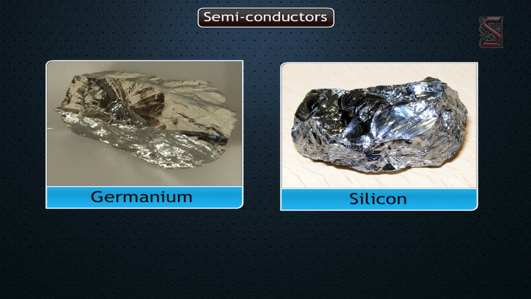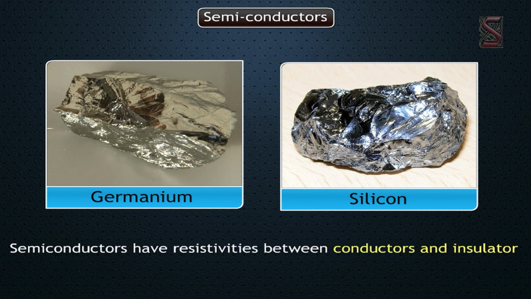Materials that have a resistivity midway between the conductors and insulators do conduct current, but very poorly at normal room temperatures, and so these are called semiconductors. The semiconductors have resistivities between conductors and insulators, that is, in the range of 10 raised to power minus 2 ohm meter to 10 raised to power 4 ohm meter.